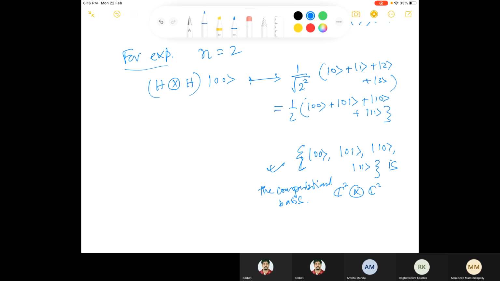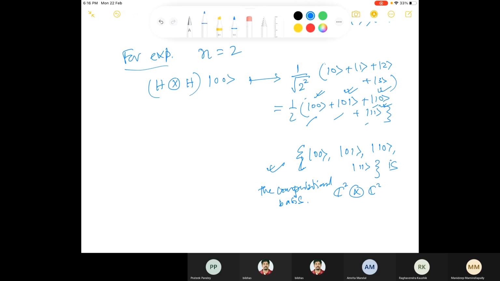If you do that, what are the probabilities that you will get each of these individually? The probability is the same, so it is kind of a uniform distribution. You'll get this with probability 1 by 4, this with probability 1 by 4, this with probability 1 by 4, and you'll also obtain this with probability 1 by 4 after the measurement with respect to this basis. So that's why it's a very, very big deal.